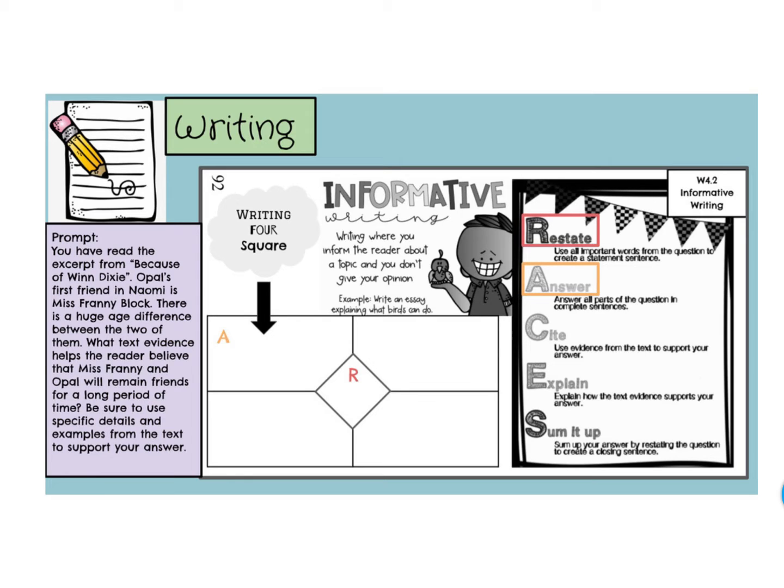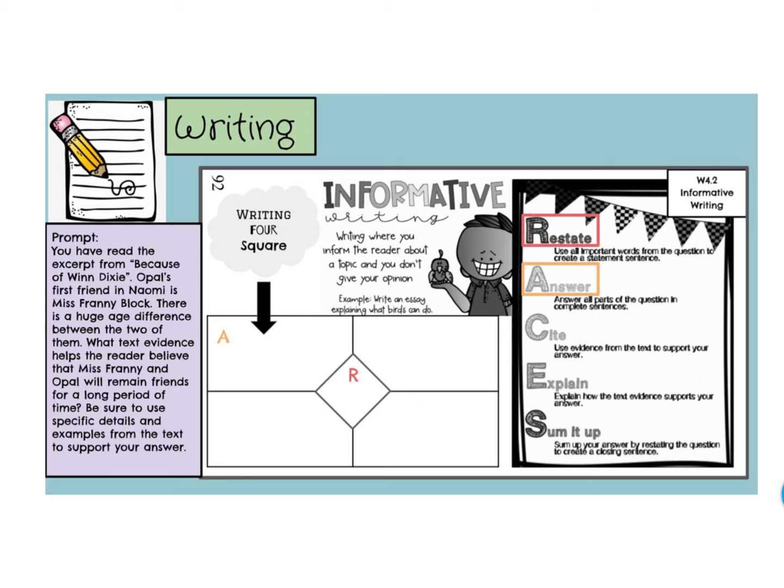But we need to understand what each letter means and how growing readers write. So we are going to start today with our R. I'm going to be writing, and if you're seated in the classroom, you're going to use your pencil to make your interactive notebook look just like my screen. So I'm going to begin with my R in my 4 square. It goes in the middle, and this is how I'm going to organize, where I restate using the most important words from the question to create a statement sentence.